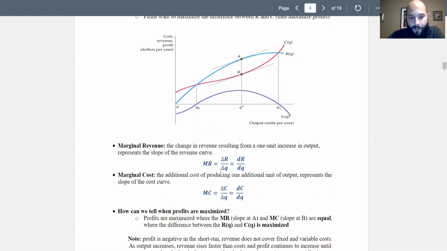So let's do it. Just a reminder, what is marginal revenue? Marginal revenue is the slope of the total revenue curve, or in other words, the derivative of total revenue with respect to Q. How does revenue change when we increase our output or increase quantity? Marginal cost is the derivative of the total cost curve with respect to Q. How does cost change when we increase our quantity?